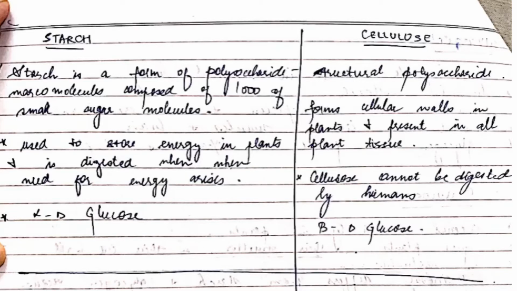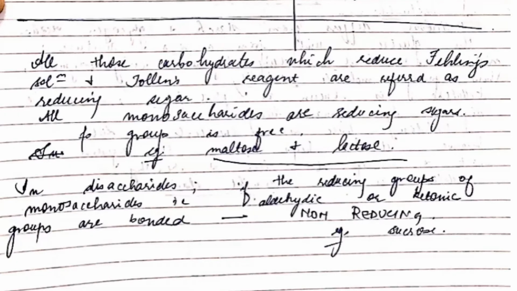Now let's have a look at the difference between starch and cellulose. Starch is a storage polysaccharide, whereas cellulose is the structural polysaccharide. Starch is used to store energy in plants and is digested, whereas cellulose cannot be digested by humans. Starch is made of alpha D glucose and cellulose is made of beta D glucose.